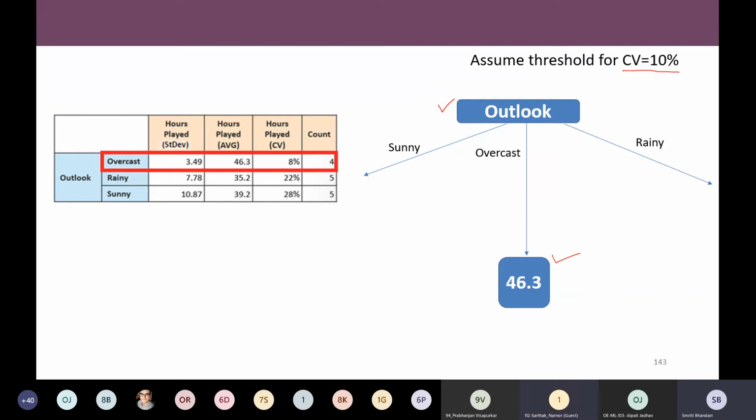May I proceed? Yes, ma'am. Fine. So now for these 2 branches, sunny and rainy, our CV value is greater than the threshold of 10%, and this indicates that these 2 branches need to expand further. That is why we now once again apply the similar algorithm for expanding the tree, meaning we need to find the decision node here, and we need to find the decision node here.